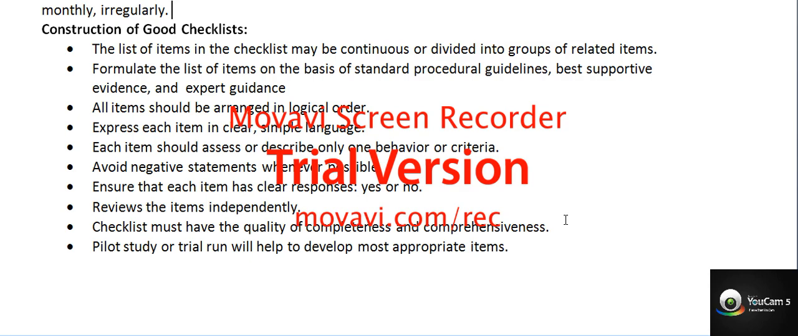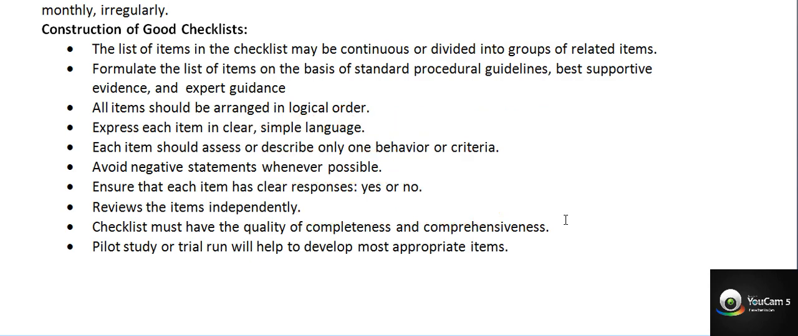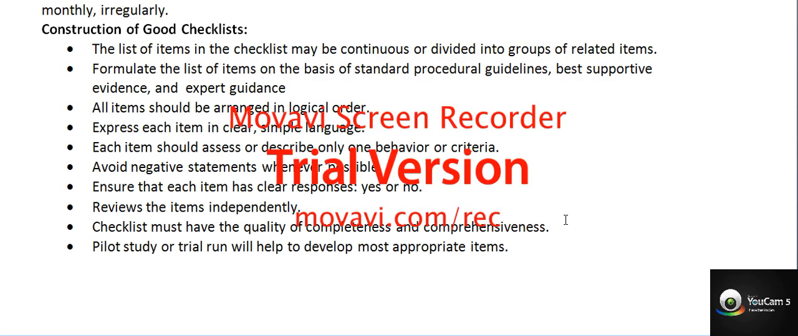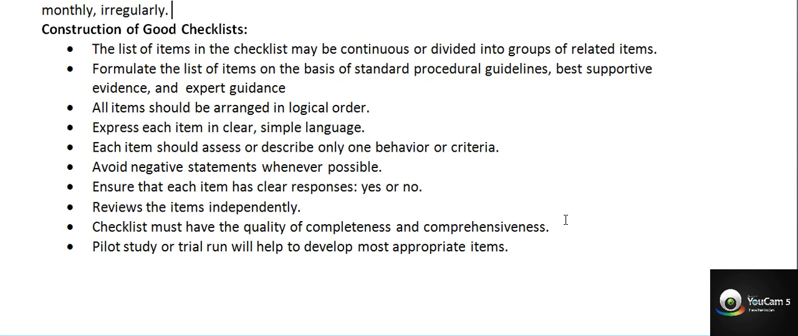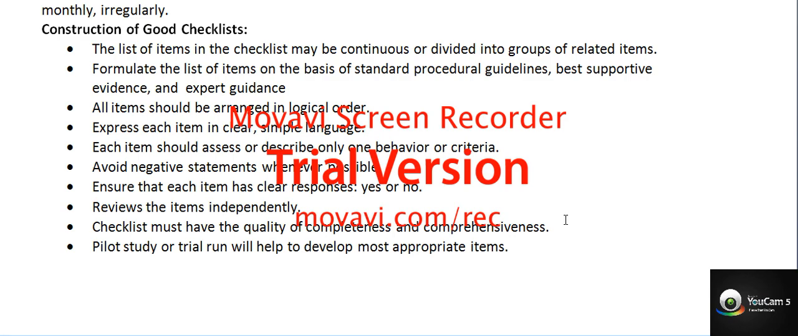Avoid negative statements whenever possible. This is very important. Mostly avoid negative things in a checklist. You are going to see whether they are following the right things, so just write what is being observed, what is positive, not a negative one. Always write positive statements or items in the checklist. Ensure that each item has clear responses. Every item should have a clear response, yes or no, or whatever you are expecting. The responses have to be very clear for the observer.